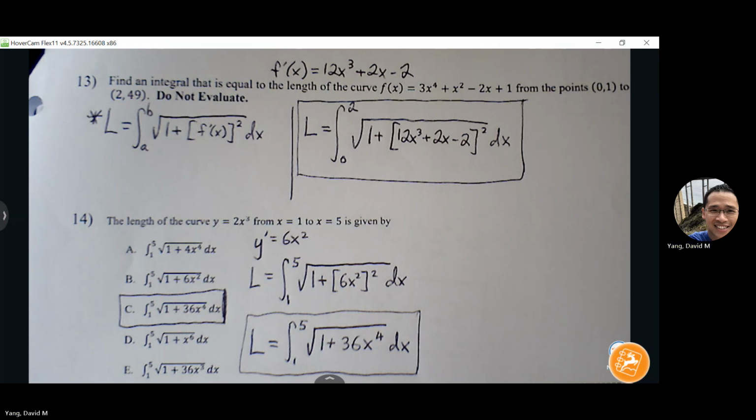Pretty straightforward if you know the formula, you just have to find f prime and then match or indicate the setup.